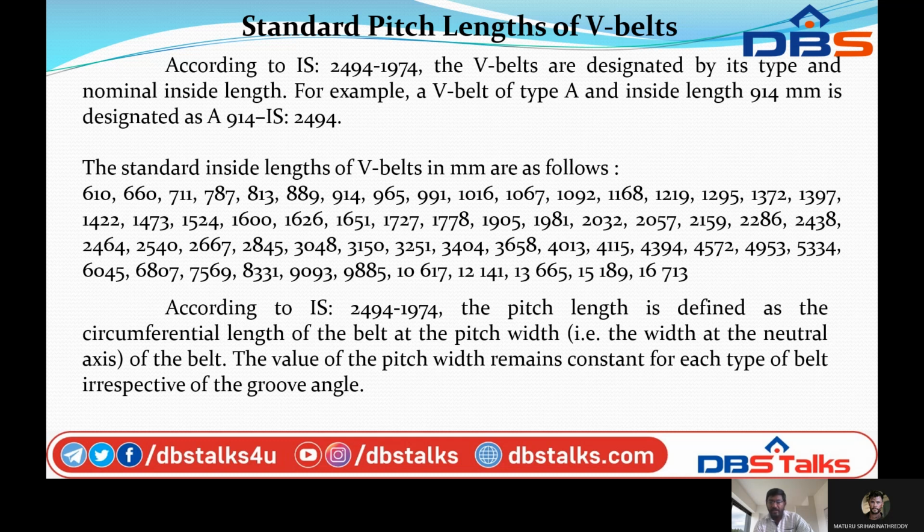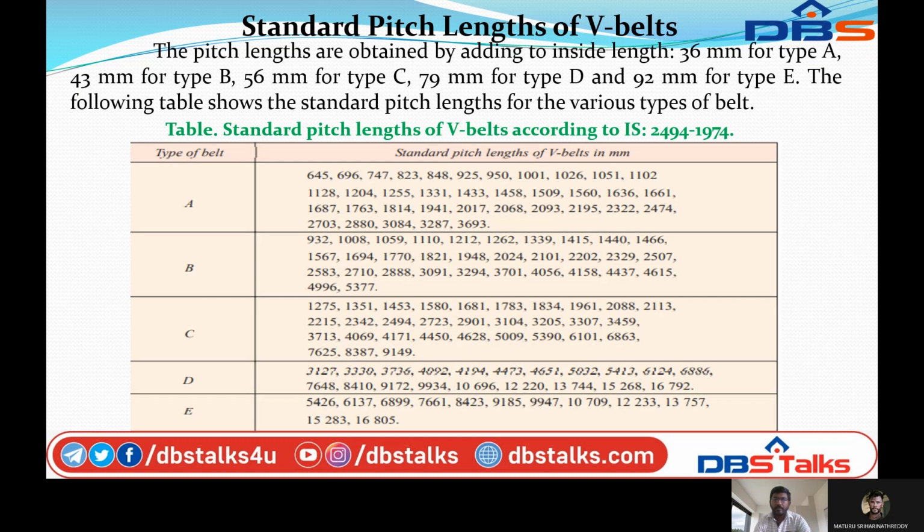The value of the pitch width remains constant for each type of belt irrespective of the groove angle. The standard pitch lengths are obtained by adding to the inside length 36 mm for type A, 43 mm for type B, 56 mm for type C, 79 mm for type D, and finally 92 mm for type E. The following table shows the standard pitch length for various types of belts.